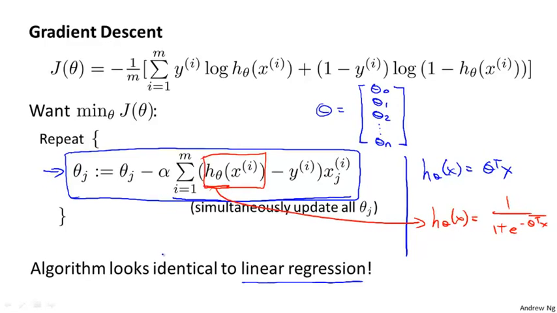In an earlier video, when we were talking about gradient descent for linear regression, we talked about how to monitor gradient descent to make sure that it is converging. I usually apply that same method to logistic regression too, to monitor gradient descent to make sure it's converging correctly. And hopefully you can figure out how to apply that technique to logistic regression yourself.